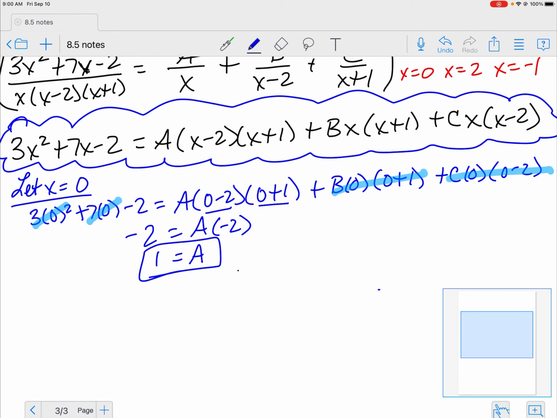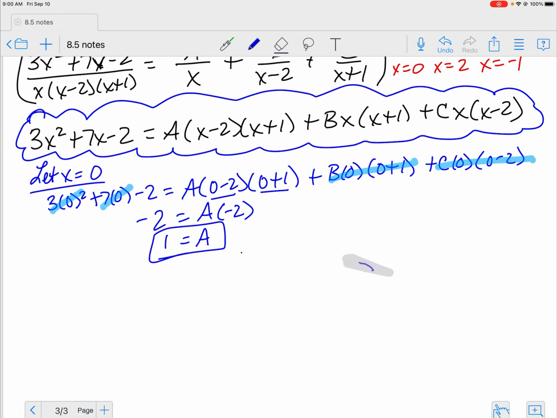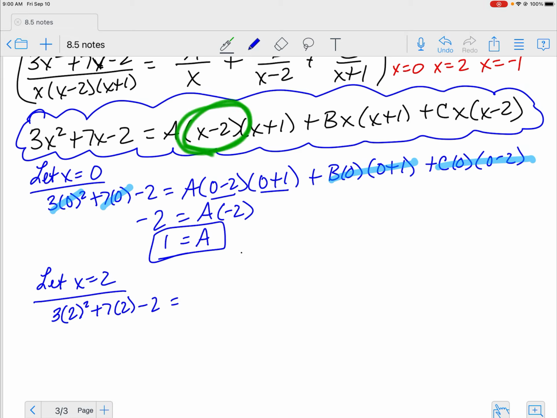Now we're going to let x equal 2. Here we're actually plugging this in, right? 3 times 2 squared, 7 times 2 minus 2. But look what happens. Anywhere I have this x minus 2 factor, those are going to be zeros. So I have 0 plus B times 2 plus 1 plus 0.